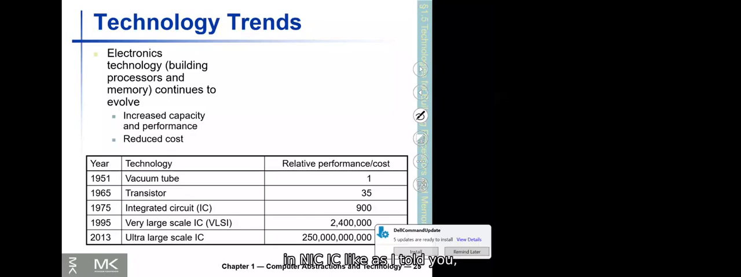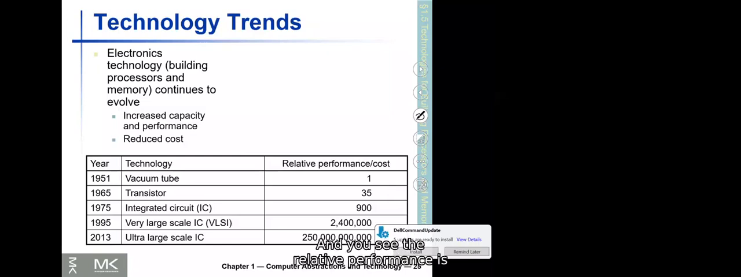An IC, as I told you, is like 2 centimeters by 2 centimeters. In that area, you put more than a million transistors. And now it is more than 300 million transistors in a single chip, in a single IC, integrated circuit.